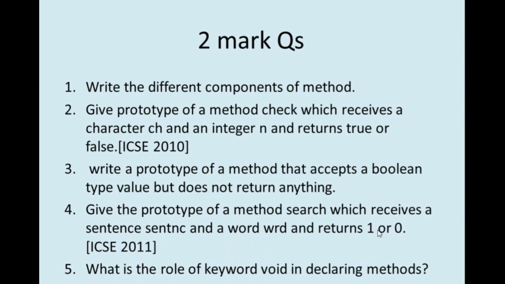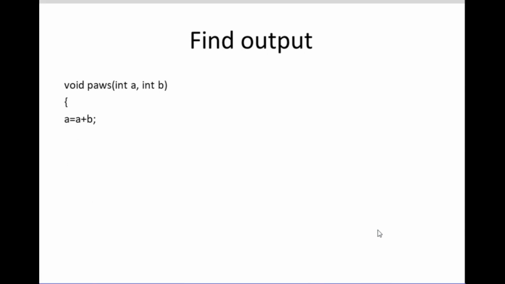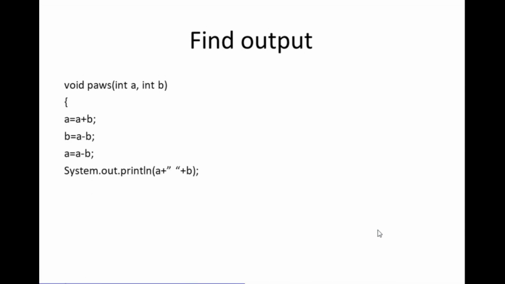The role of the keyword void in declaring a method is to return no value to the calling method. It is a return type which returns no value to the calling method or main method.